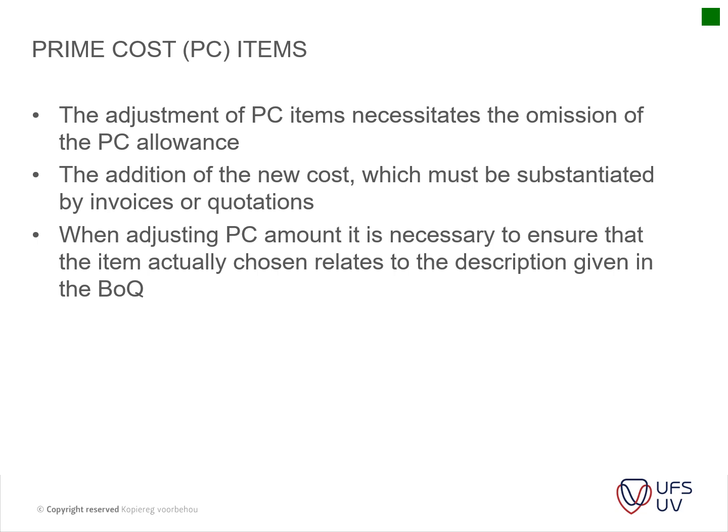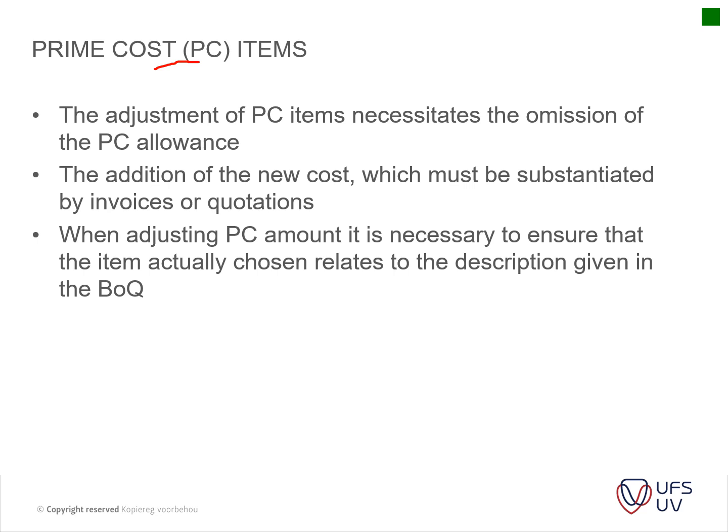Okay, so then we get to prime cost items. So prime cost items is items that's included in the BOQ, which at tender stage there hasn't been a design yet. So the adjustment of the prime cost items necessitates the omission of the prime cost allowance.